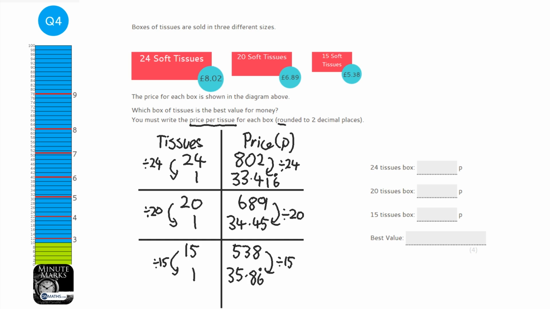Okay, so first of all, let's get the price in. So it says rounded to 2 decimal places. Okay, so this first one is 33.42, because that one moves up. The 20 tissue box is 34.45, and the last one is 35.87, because that 6 would round up. So which one is the best value?